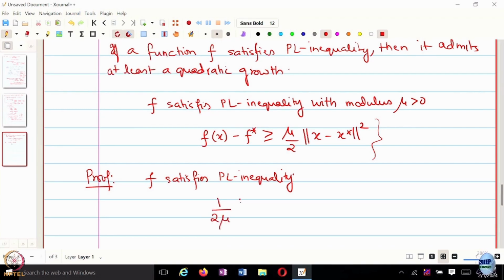F need not be convex. This can be an invex function. Any function that satisfies the PL inequality is called an invex function. So f need not be convex.